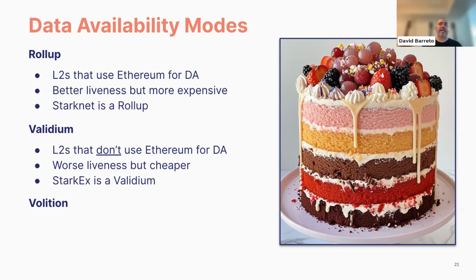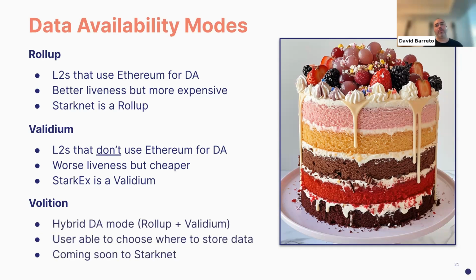So it's basically any layer 2 that uses something like EigenLayer or Celestia. Those are called validiums because they're not using Ethereum for data availability, they're using something else. And volition is basically a hybrid mode between rollup and validium, where you get to choose per transaction whether you want to store your data on-chain, in this case the rollup mode, or off-chain in the validium mode. And that's an option, a mode that is coming soon to Starknet.